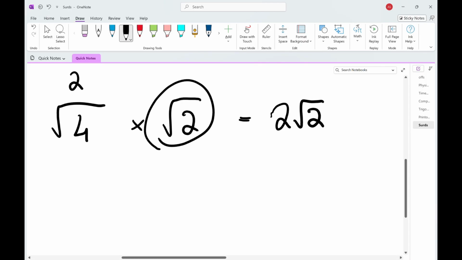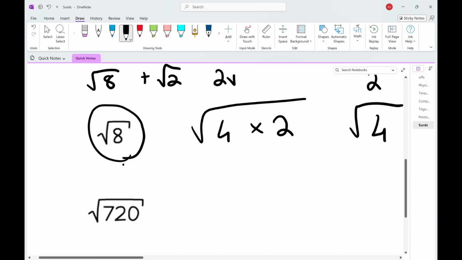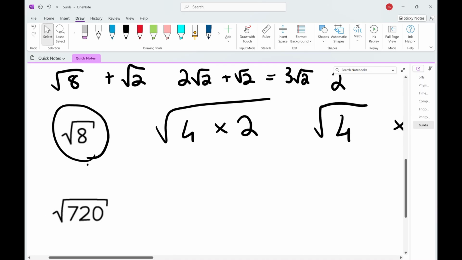Now imagine we have root 8 plus root 2. We can turn the root 8 into 2 root 2, plus root 2, and we'll get 3 root 2, for example. Now this can be easily done on a calculator if you click the root button, which is on our calculator next to the fraction button, and we put in the 8.